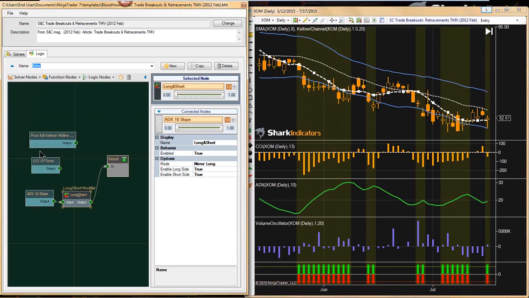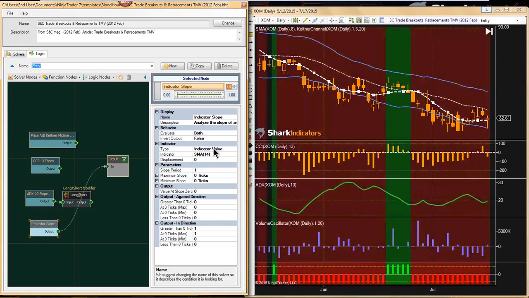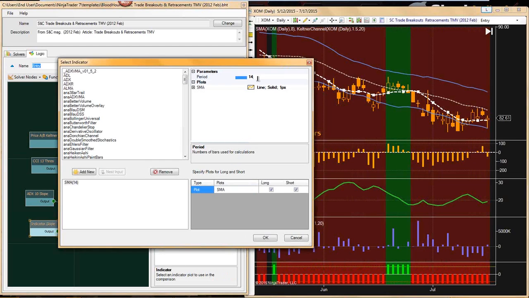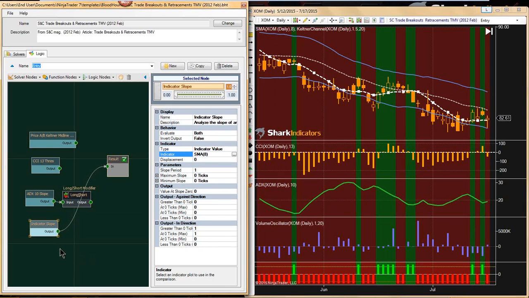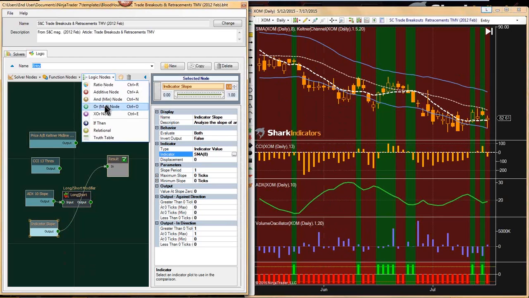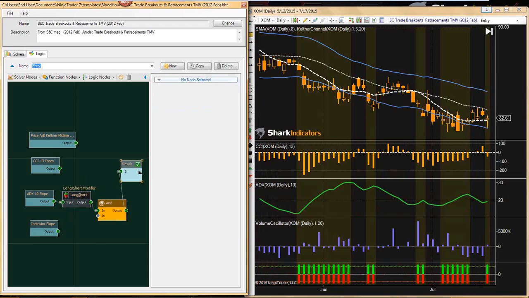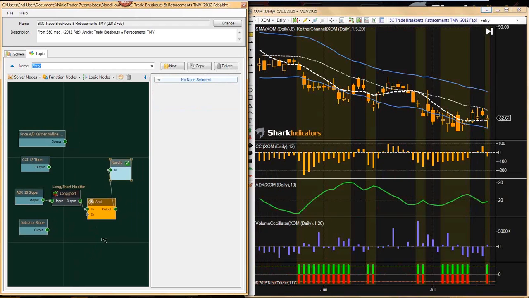So we'll grab another slope solver, like so. All right, we'll change our SMA 14 to an 8. Okay, so there's the actual trend direction. And so what you would do, right, so there, let's slide that over a little bit.